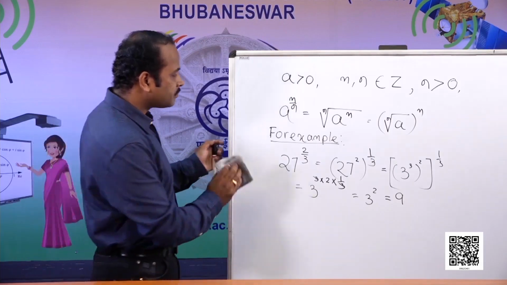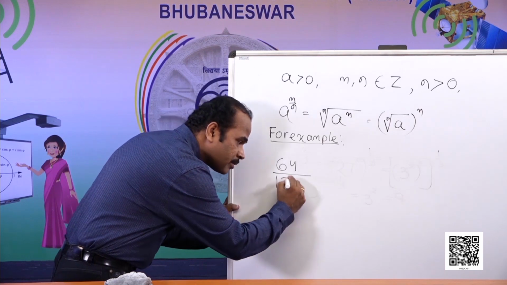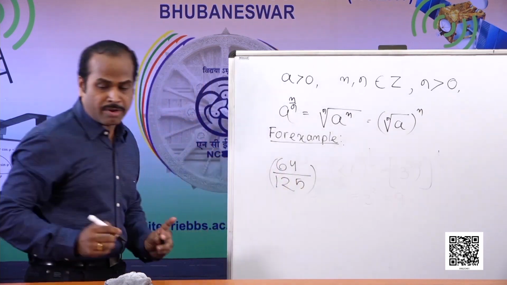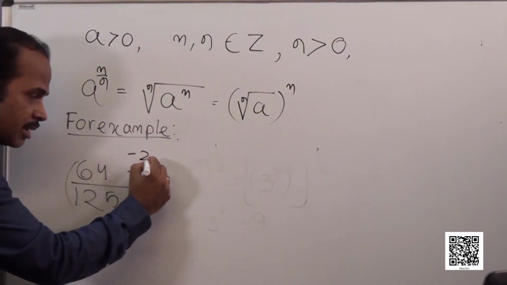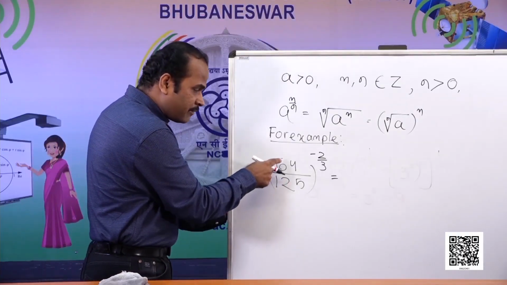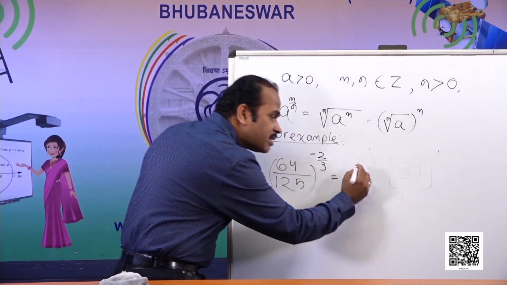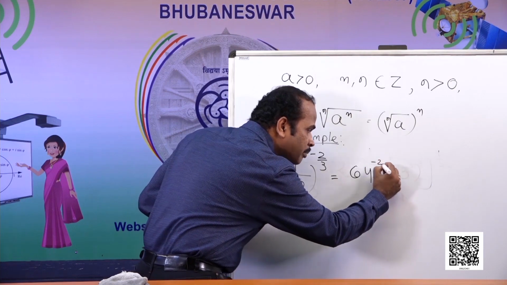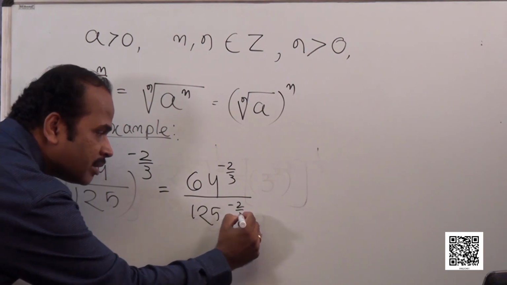Similarly, let us go for one more example. Let us go for 64 by 125 to the power minus 2 by 3. So how will I find it here now? This indicates that if the base is already in the form of a rational expression, I can write 64 to the power minus 2 by 3 divided by 125 to the power minus 2 by 3.